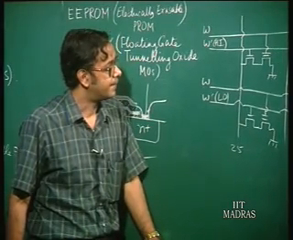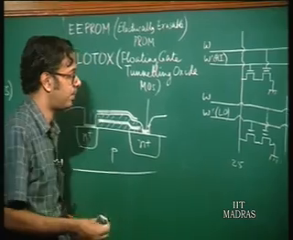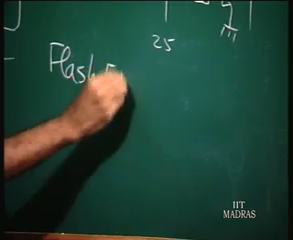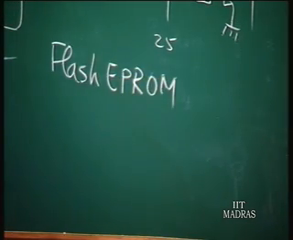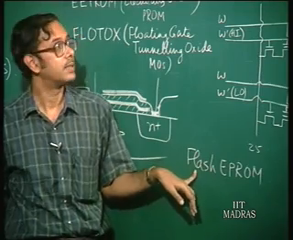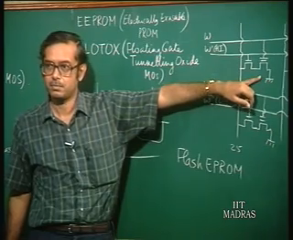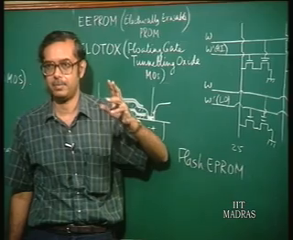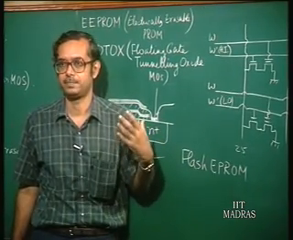There is another type of memory which is called a flash EEPROM. This is also an electrically erasable programmable ROM which is available. The difference there is you have a single transistor cell that is also electrically programmable, but in that case it is not bit erasable.